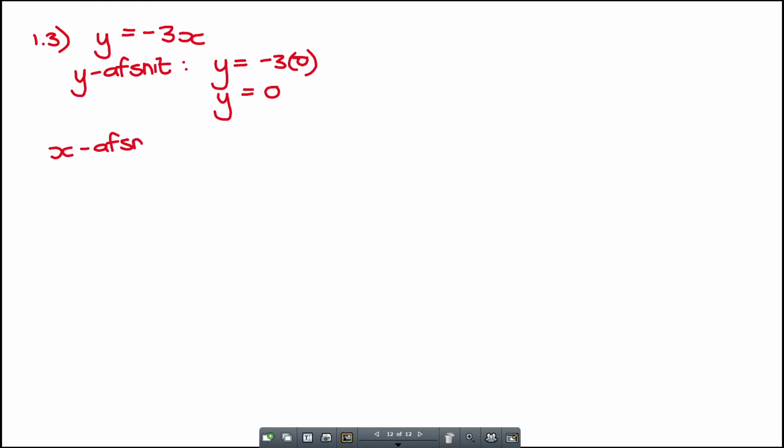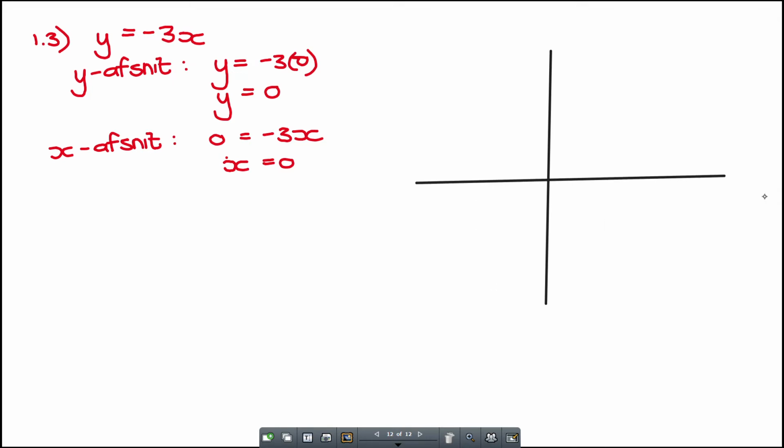Okay, if I look for my x-intercept, I've got to make y 0, so 0 is equal to minus 3x, and then you will see x is still also 0. So what does it mean if both of them give 0? That line goes through the origin. And where is the origin? That's going to be over here, where x is 0 and y is 0.